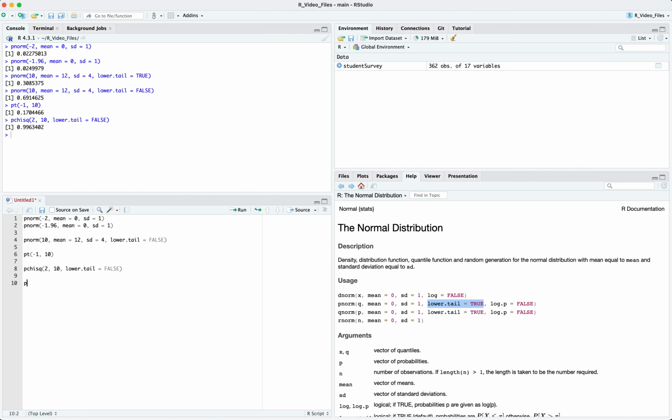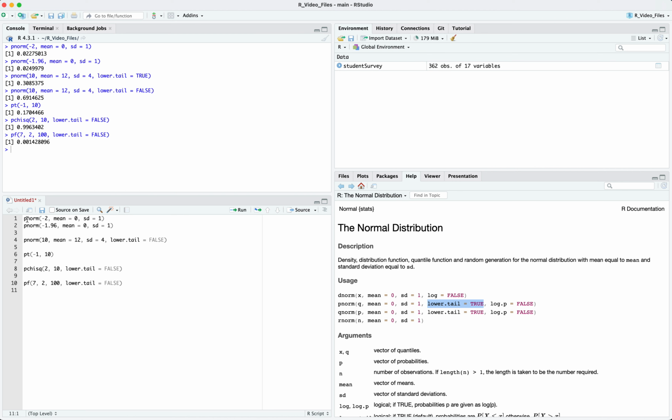Now as a final one, if we want to find the probability from an F distribution, we can again do that, but remember the F distribution is going to be similar to the chi-square, but is going to have two sets of degrees of freedom. So perhaps I had an F value of 7 with 2 numerator degrees of freedom and 100 denominator degrees of freedom, and once again I want lower.tail to be equal to FALSE. And so we could find our p-value from an ANOVA or an F-test that way.